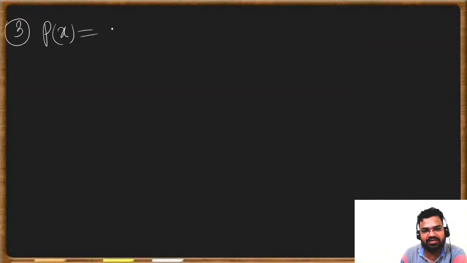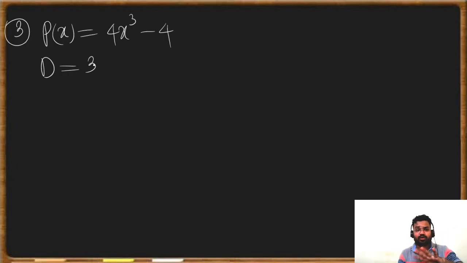Next, the third one: if I'm writing here p of x is equal to 4x to the power 3 minus 4, what is the degree of this polynomial? So easily you can say the degree of the polynomial is 3. Why? Because the highest power of the variable is 3.